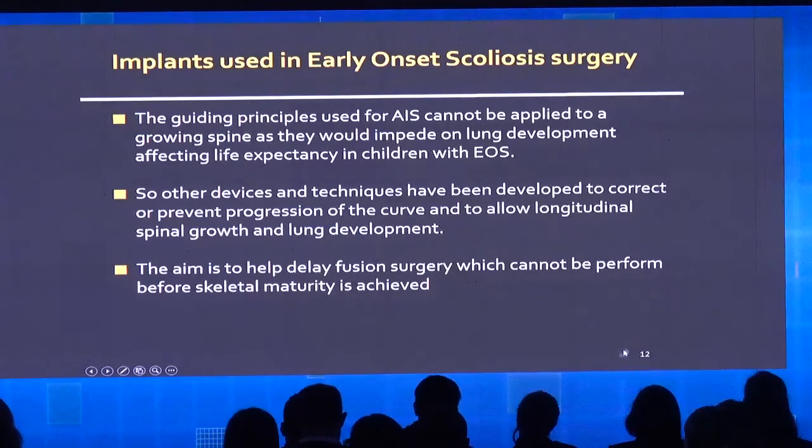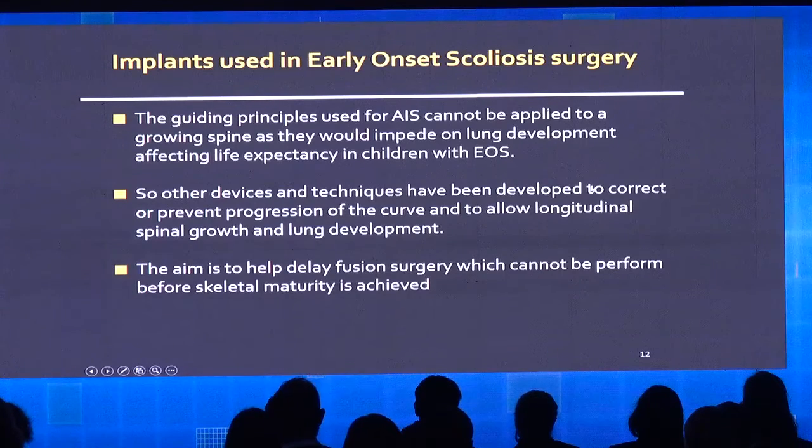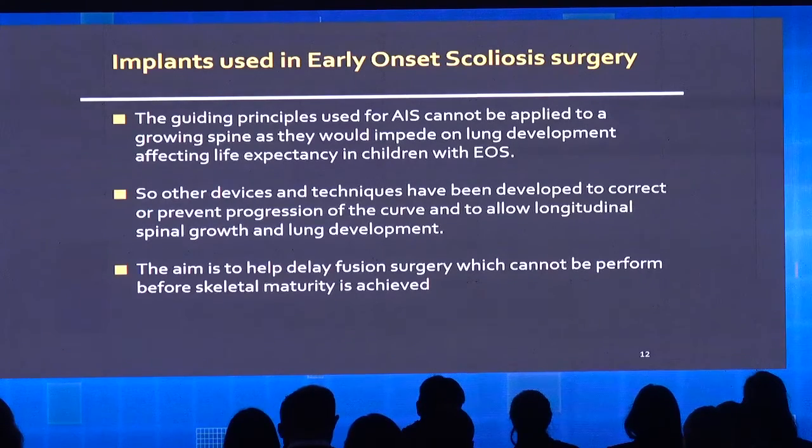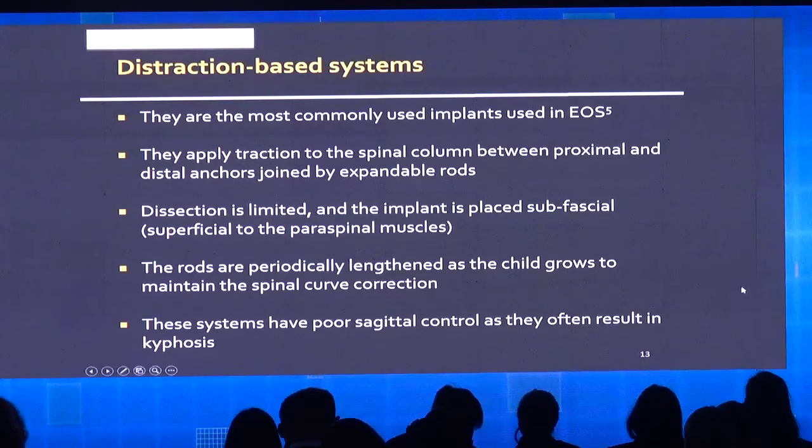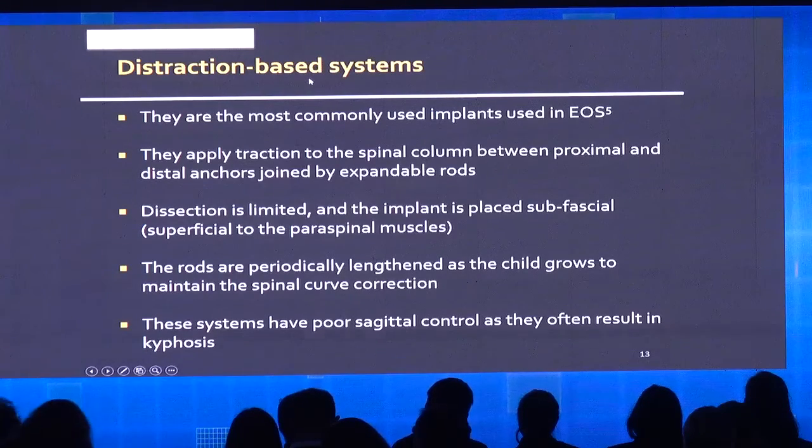In case of early onset scoliosis, the guiding principles used for adolescent idiopathic scoliosis cannot be applied to a growing spine, because they would impede on lung development and would impede on the spinal growth. So other devices and techniques have been developed to correct and prevent progression of the curve, and also allowing the longitudinal spinal growth. The aim of that is to delay the fusion surgery as much as possible close to skeletal maturity. So you've got devices which are basically distractions, similar to Harrington, with the forces at the extremity.